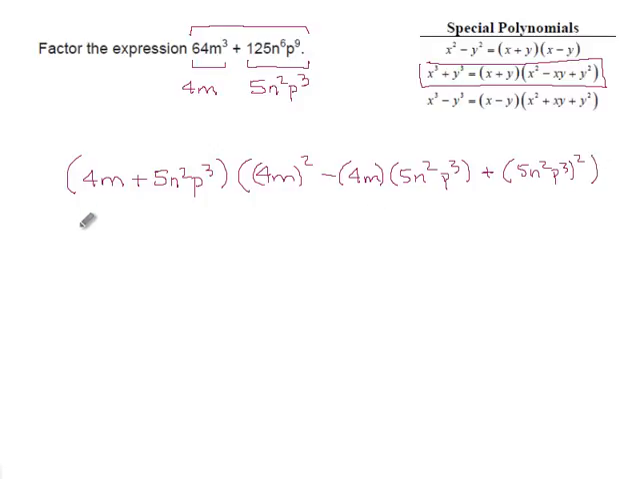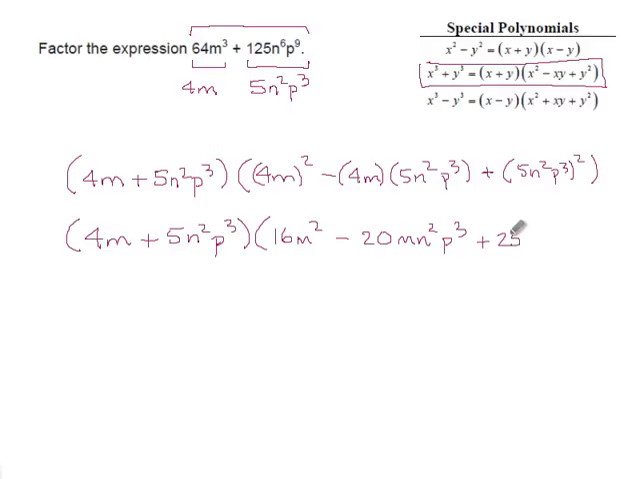And now we clean that up if we can. The first pair, the binomial, is not bad. We don't have to fix anything in there. Just recopy that. And now 4m times 4m is 16m squared. Negative 4 times 5 is 20mn squared p cubed, plus 5 squared is 25, and we get n to the 4th, p to the 6th. And that's where we would stop if we were factoring.